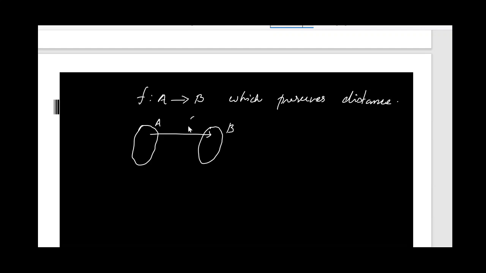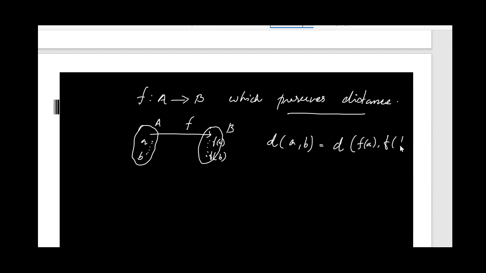Now we want to have a bijection f from A to B. And suppose I am taking two points over here, a and b. Corresponding to this, I will have one point f of a and here a point f of b. Now if you are measuring the distance between a and b, it should be the same as the distance between f of a and f of b. Then we will say that this preserves the distance. So preserves distance means, distance generally we will denote it as d. So d of a comma b should be same as d of f of a comma f of b. If you are having such a relation, then this relation is called a congruence relation. I repeat, a congruence relation is a bijection which preserves distance.